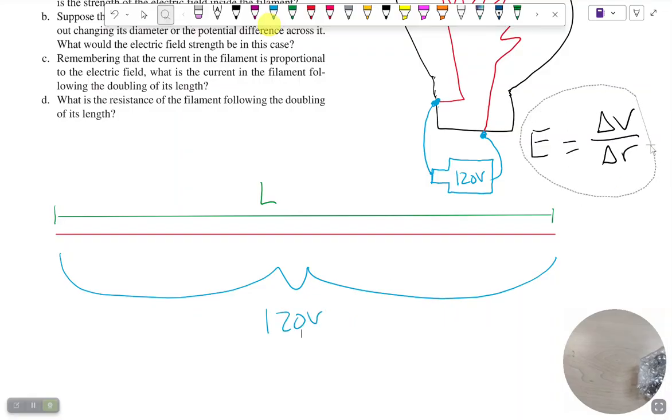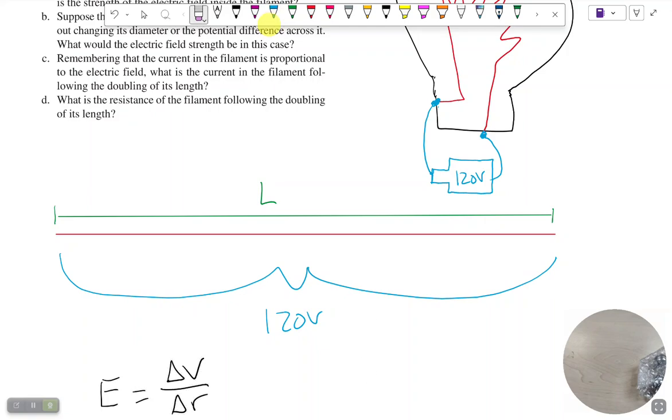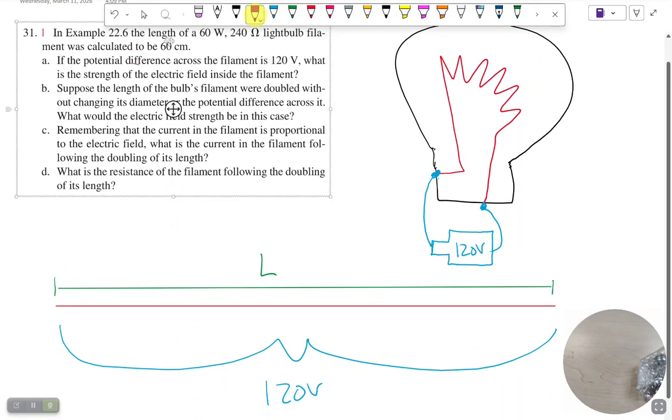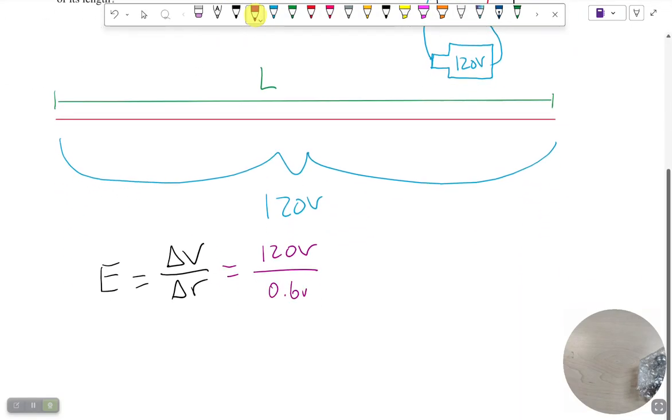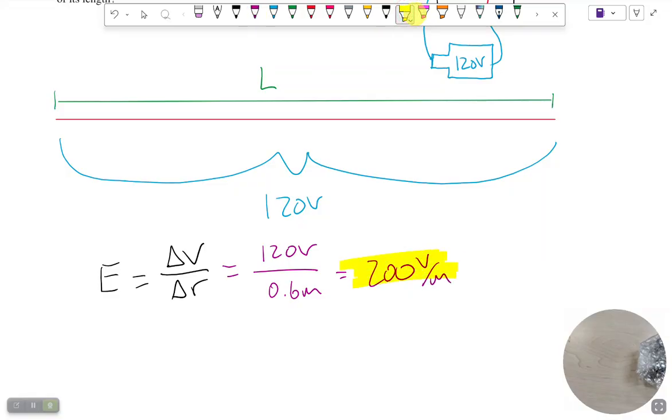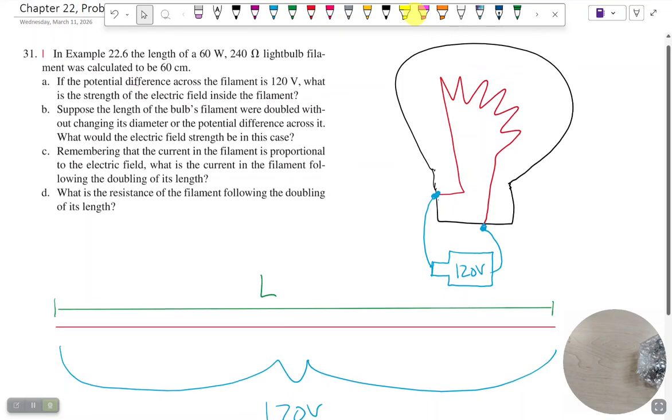Using this equation, I can calculate the electric field. It's just the potential difference, 120 volts, divided by the path, the length L, which in this case is 60 centimeters, so that's 0.6 meters. So I can calculate 120 divided by 0.6, and I get 200 volts per meter. So there you go, there's the electric field.